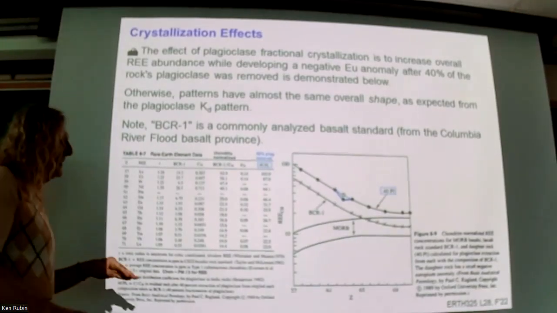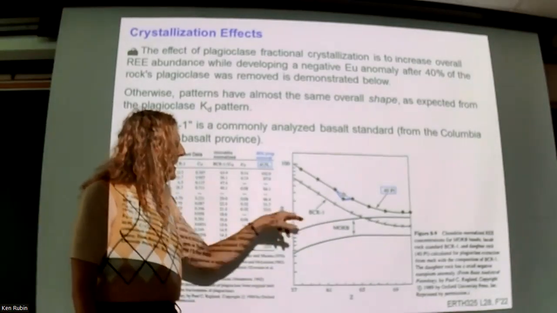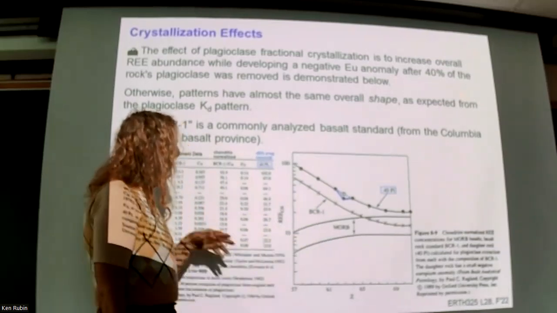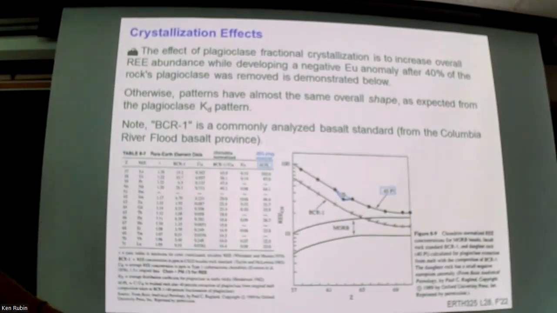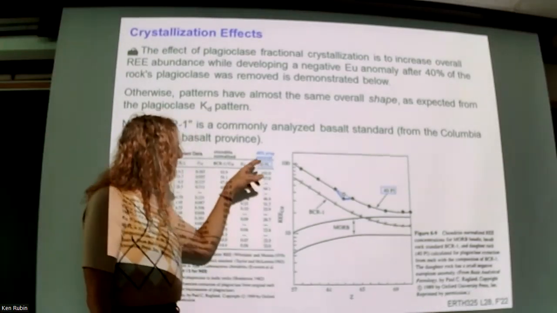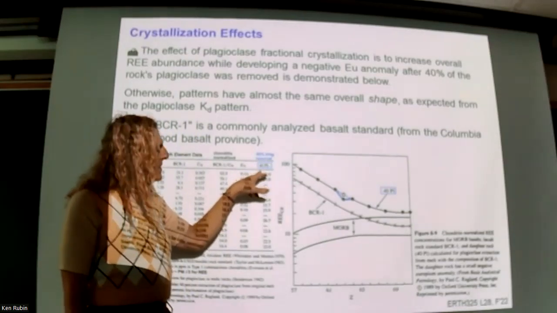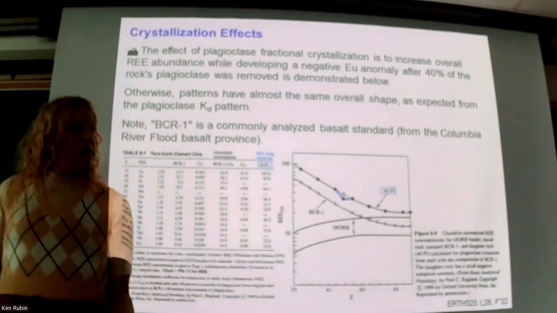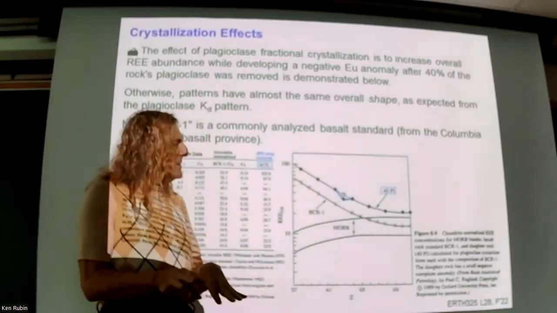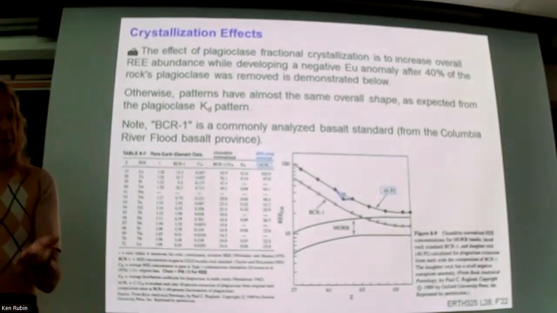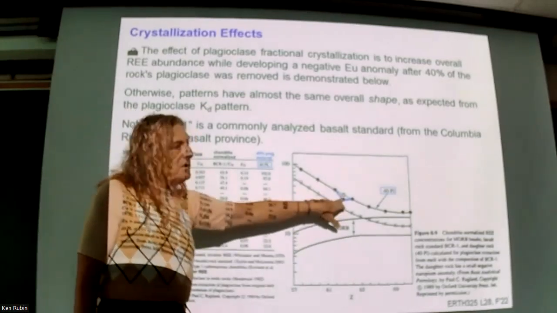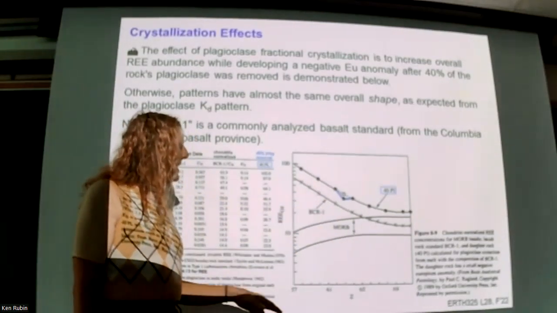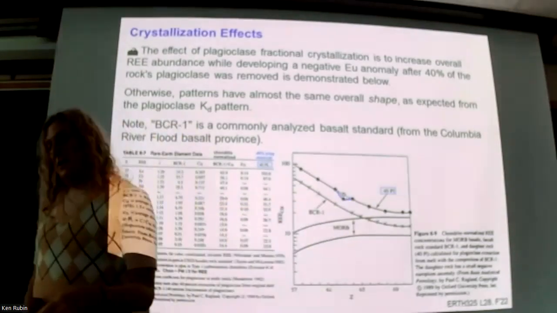But the reason that it's on here is to show you the effect of taking a BCR-like composition and fractionating out a bunch of plagioclase. Meaning we've got a BCR magma sitting in the crust and producing plagioclase crystals. If you take out 40% of the mass and make plagioclase, you get this small little anomaly, right? So you can see that the concentrations of everything go up because the mass of the magma is now lesser, and the incompatible elements simply increase in concentration. But because europium is pulled out with the plagioclase, we make a small little anomaly. It isn't much of an anomaly, right? And yet we required a huge amount of plagioclase to make it.